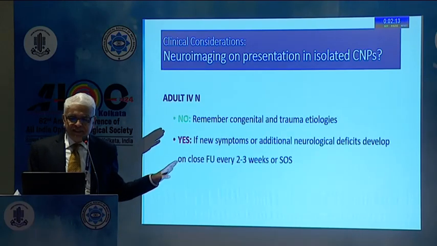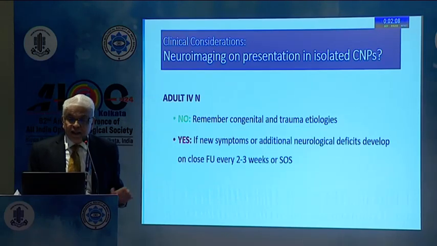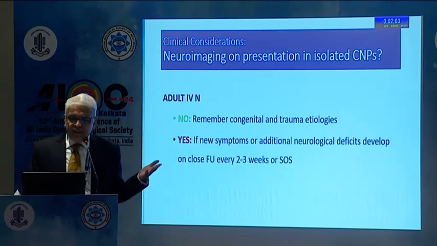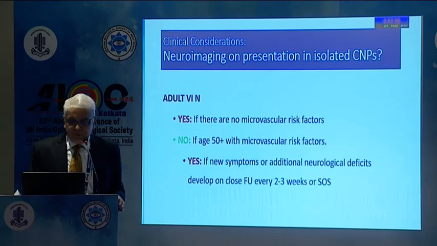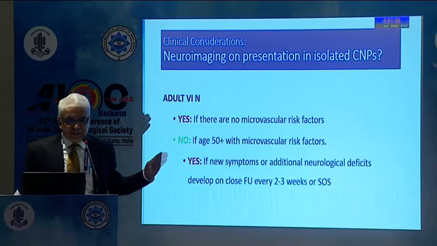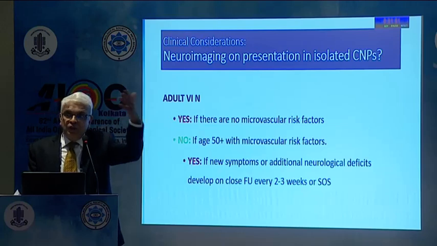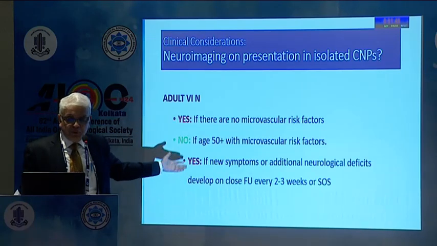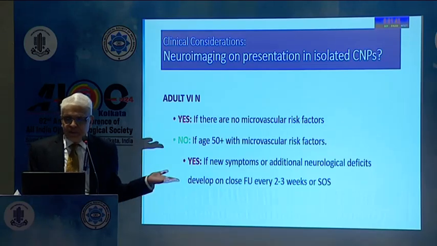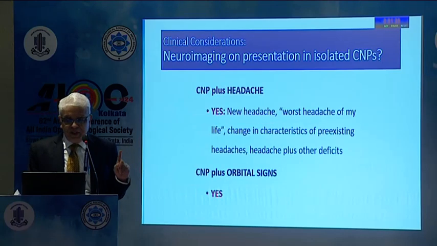As far as fourth nerve is concerned, congenital and traumatic are the most common reasons. But yes, if you're having new symptoms developing or new neurological deficits, then obviously you need to do an MRI for these patients. As far as sixth nerve is concerned, if there are no microvascular risk factors, I would still consider doing neuroimaging, especially in the younger age group, not a diabetic, not a hypertensive. But if it's in the older age group with isolated risk factors, I think you can follow up these patients like you did your third nerve with complete pupil sparing. But again, close follow-up, okay?